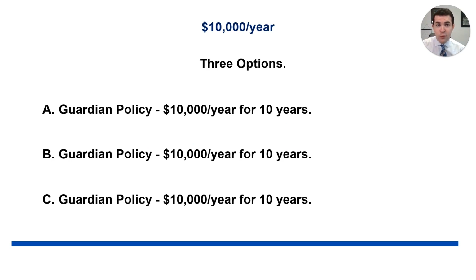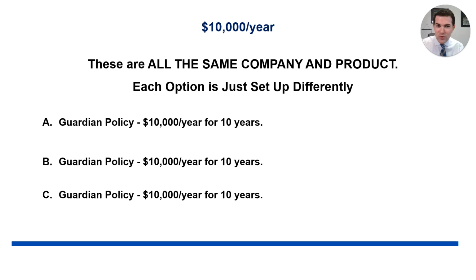So let's look at a simple example. We're going to look at a 40-year-old individual paying $10,000 per year. We're going to look at one Guardian policy. You've got options A, B, and C. And what do you notice about those? They're all the same. $10,000 per year for 10 years. They'll all be the same company, all the same product. They'll just be set up differently.